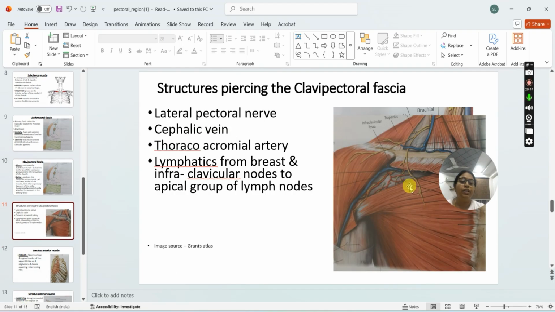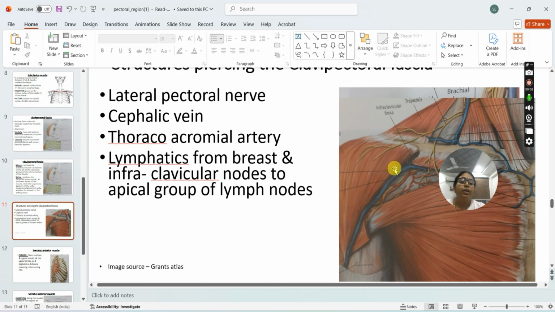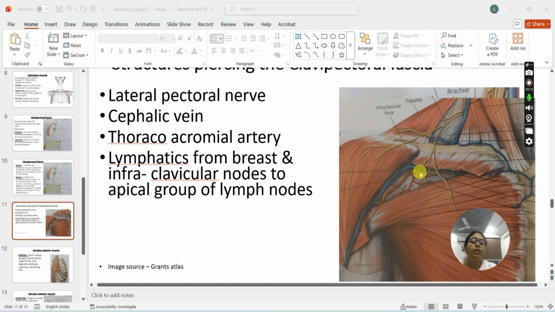So what are the structures piercing the clavipectoral fascia? This is your first dissection you did in your life. You just reflect the deep fascia, then you have exposed the pectoralis major muscle. You reflected the clavicular head of the pectoralis major, cut it, reflected and removed the clavicular head of the pectoralis major muscle. Then you are seeing this creamy white area, which is the clavipectoral fascia.